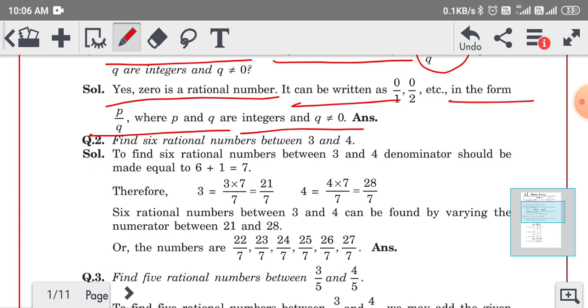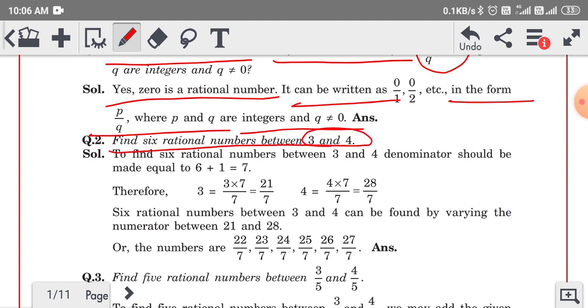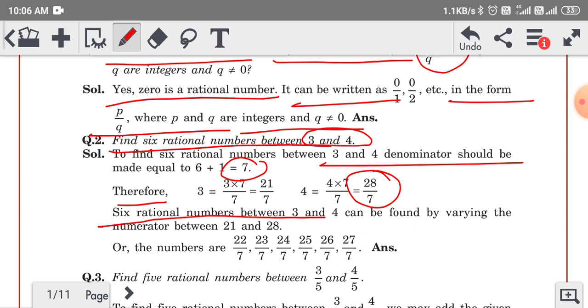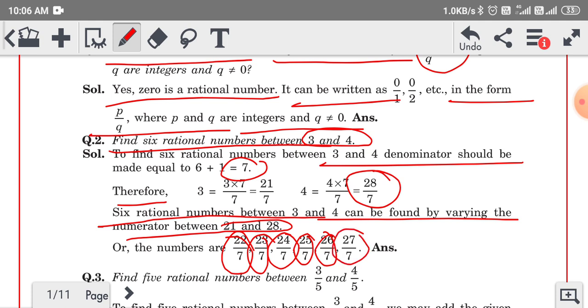Second question: find 6 rational numbers between 3 and 4. To find 6 rational numbers between 3 and 4, the denominator should be made equal to 6 plus 1, that is 7. Therefore, 3 is equal to 3 into 7 by 7, that is 21 by 7. 4 is equal to 4 into 7 by 7, that is 28 by 7. Six rational numbers between 3 and 4 can be found by varying the numerator between 21 and 28. The numbers are 22 by 7, 23 by 7, 24 by 7, 25 by 7, 26 by 7, 27 by 7. So these are the answers.